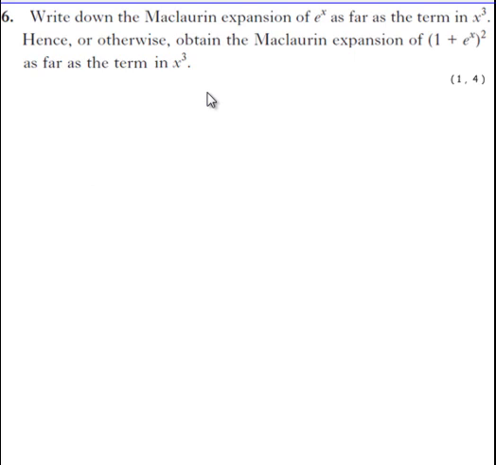We're asked to write down the Maclaurin expansion of e to the x as far as the term in x cubed first of all. And you should know this, that e to the x is 1 plus x plus x squared over 2 factorial, which is just 2, plus x cubed over 3 factorial. 3 factorial, 3 times 2 is 6 in the bottom, so that's plus x cubed over 6.